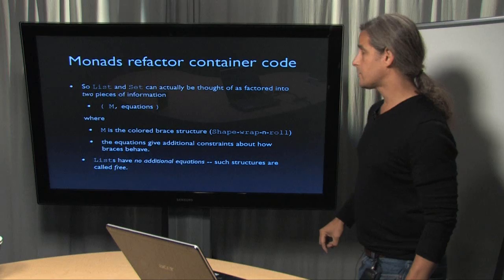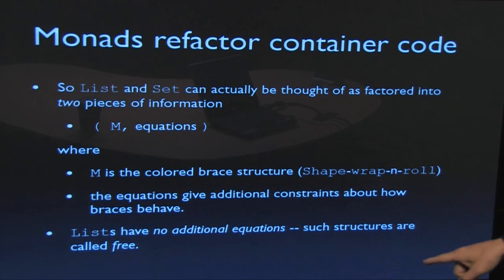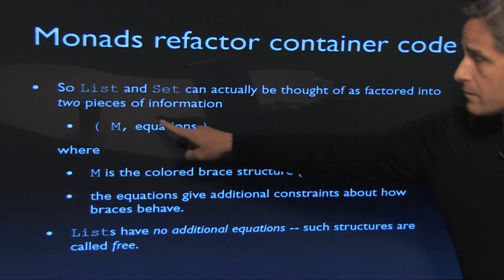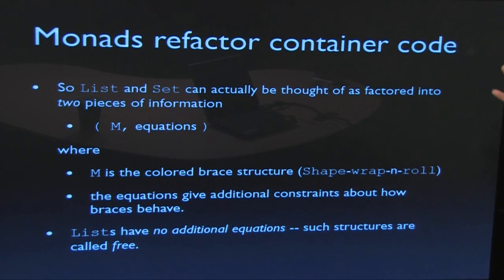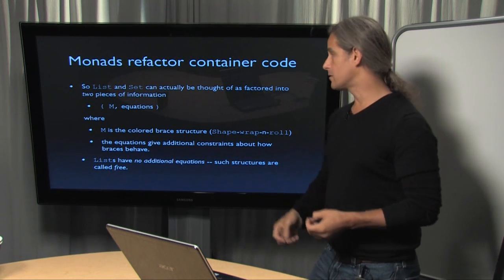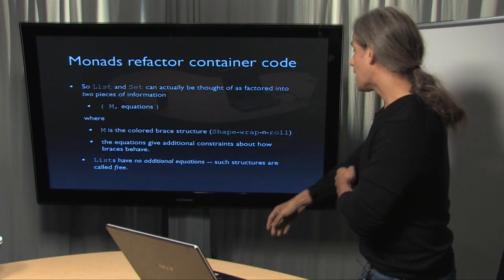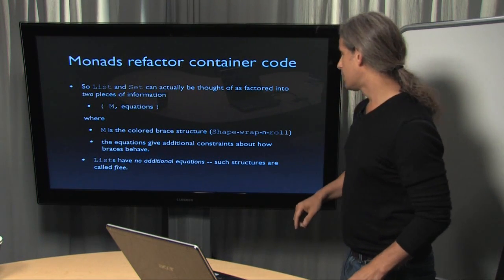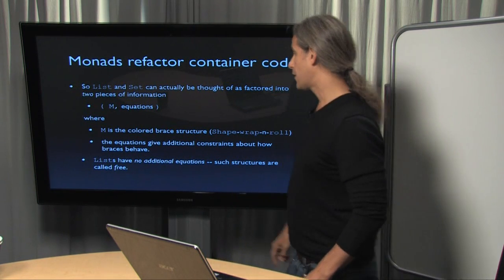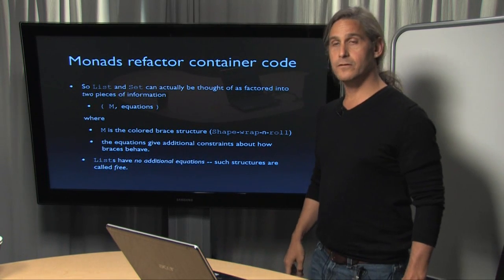Now, what's really interesting, and there's a deep reason I point this out, is that lists have no additional equations. The set of more things that are the same when you do the operations is empty. That's gone. And when you have no additional equations, those structures are called free. Okay? So the free structures are absolutely critical.